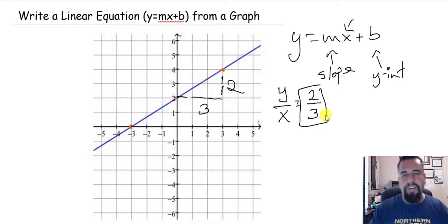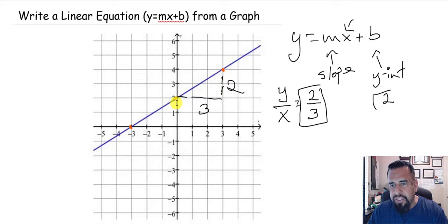If it wasn't simplified, if the numbers were bigger, you have to simplify it all the way. So remember that. Now let's find the b value, my y-intercept. Well, simply, I follow my graph until I see where it crosses the y-axis. At that very point where it crosses the y-axis, that is my b, the value of b. So in this case, you can see that it's at 2. It's a positive 2. So when I put in that number, I'm going to put in a 2.